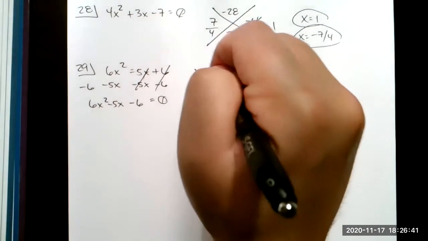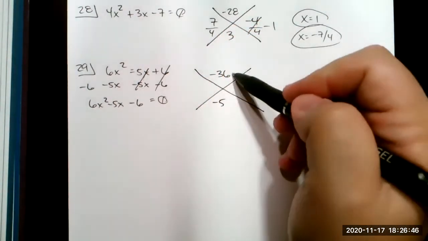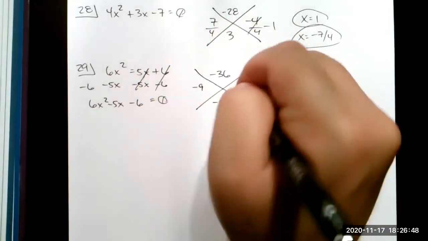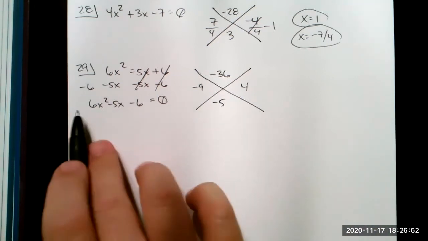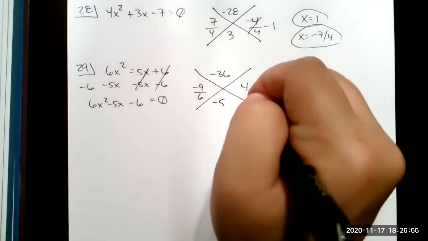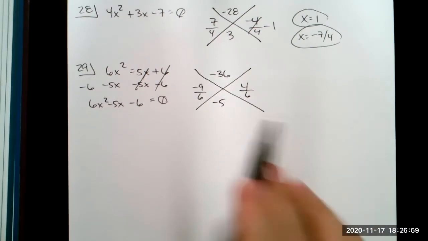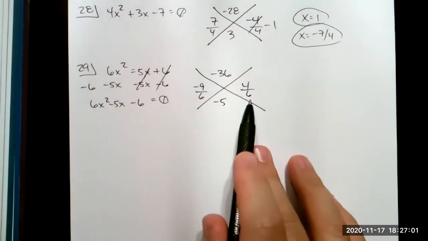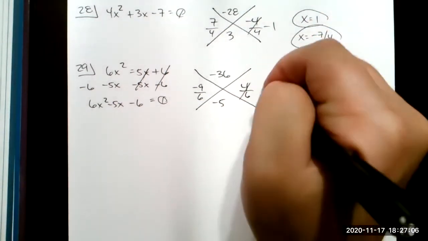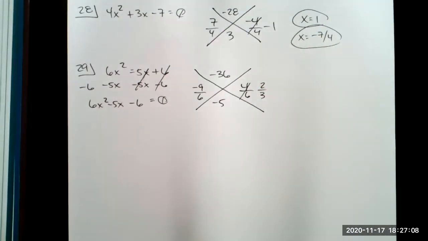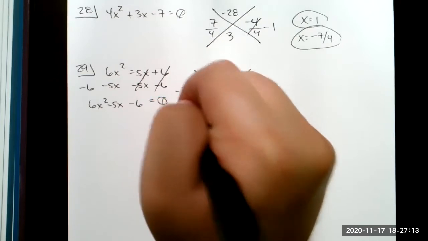A times C at the top, B down below. Two numbers that multiply to -36 and add to -5 are going to be -9 and 4. My A value is 6, so go and divide by 6 and simplify. You'll notice that 4 divided by 6, that's not like it divides and it's an integer, but you can reduce that, right? 4 divided by 6 is the same thing as 2/3. -9 divided by 6 is the same thing as -3/2.